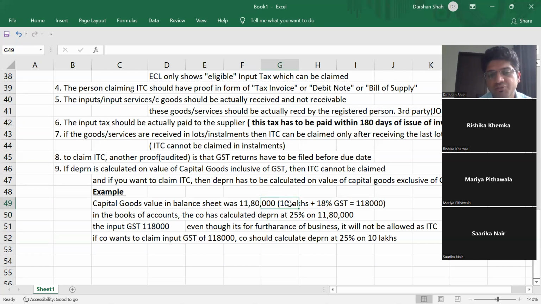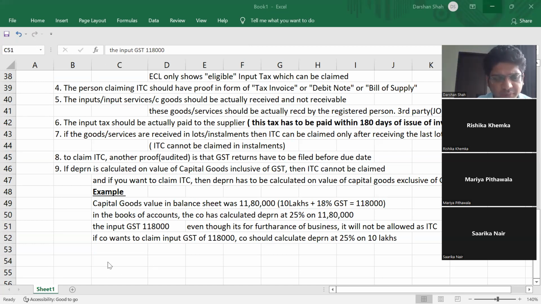So depreciation will not be 11,80,000 into 25%. Depreciation will be only 10 lakhs into 25%. That will appear in P&L debit side. And this entire 1,18,000 ka benefit you can take in your GST returns. Doubt is, could you please explain again?